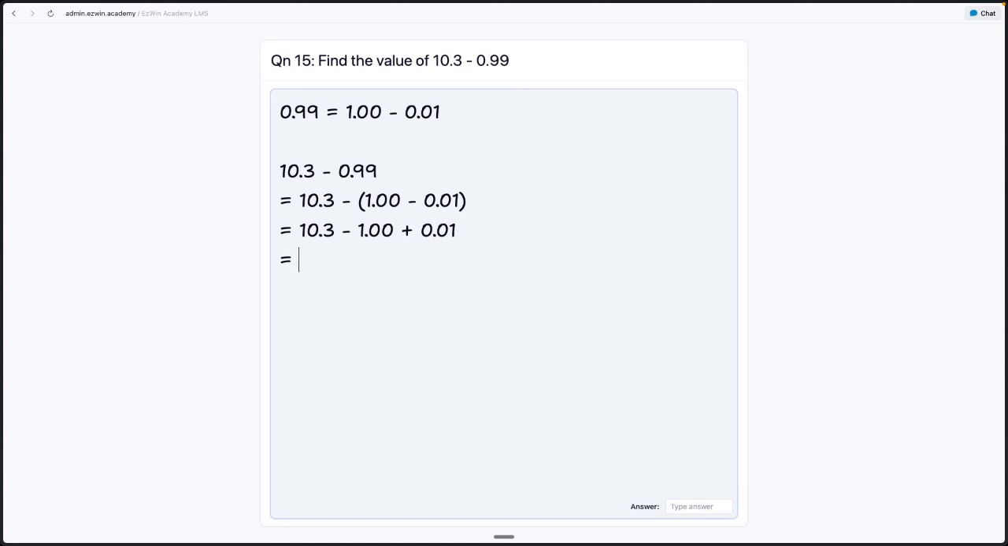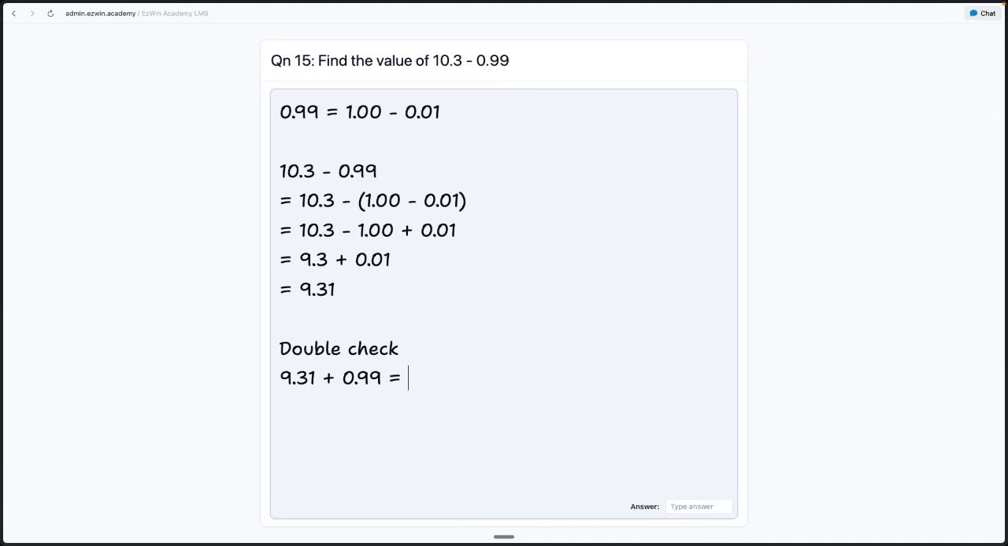Then you can minus it simply. 10.3 minus 1.0, or just 1, is as simple as 9.3, plus 0.01, which is equal to 9.31. Now we can double check, always double check. So 9.31 plus 0.99, does it give us 10.3?